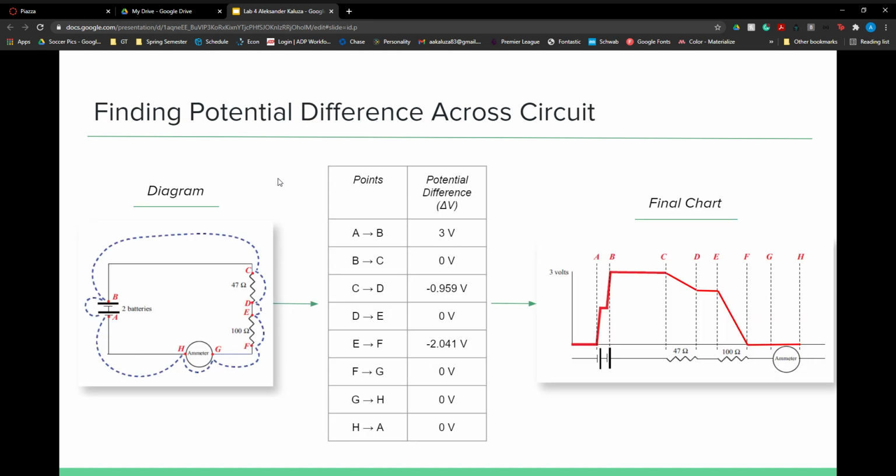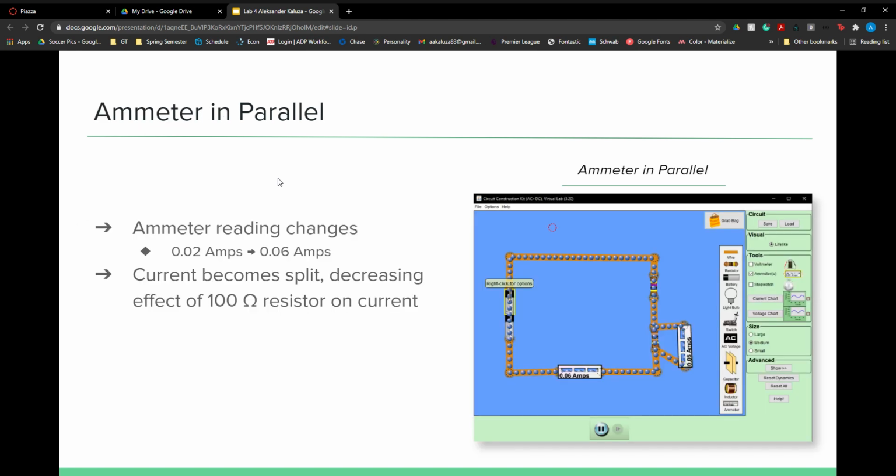Then we had to find the potential difference across the circuit at various points as demonstrated in the diagram. I created a chart here just to show between what points what the potential difference was. So across the two batteries there was a potential difference of 3 volts. Across the first resistor of 47 ohms, there was a potential difference of negative 0.959 volts. And then across the second resistor of 100 ohms, there was a potential difference of negative 2.041 volts. From this, I created the final chart here, and these potential differences do sum up to 0, which goes accordingly to the loop rule that we have learned.